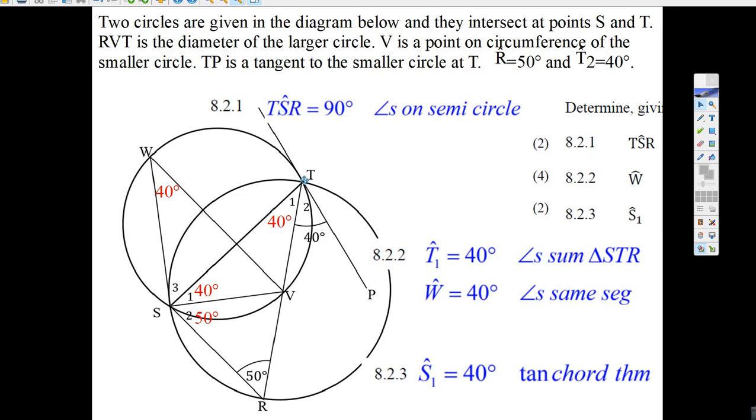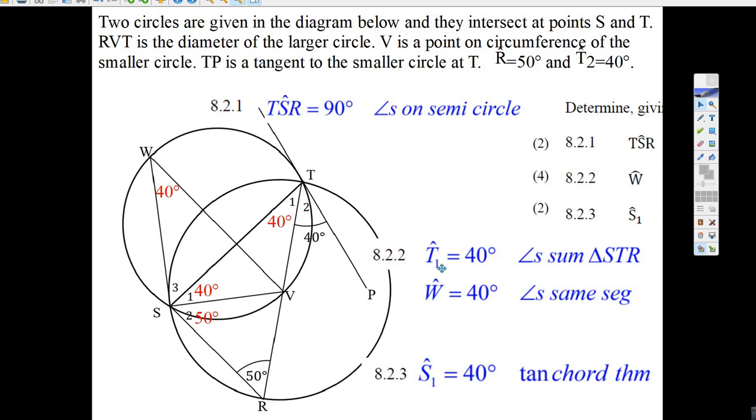They ask, what is angle TSR? Well, it opens up to a diameter, and you just should know it. It's one of the basic first things. An angle that opens up to a diameter is 90 degrees. So this whole thing, TSR here, is 90 degrees. Angles on a semicircle, 2 marks, pretty easy.